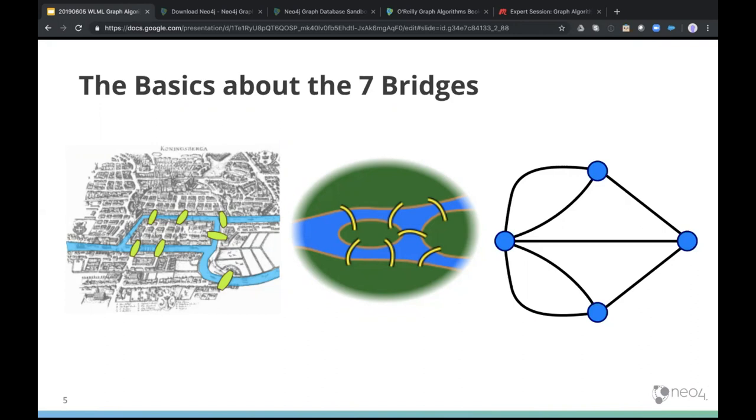And 7 connections, 7 bridges. Because he realizes that there are enough streets, all we need to worry about are connections, the bridges, right? And so that's the first thing he did, right? He chooses a different data model, right? This is 1736, by the way, right?